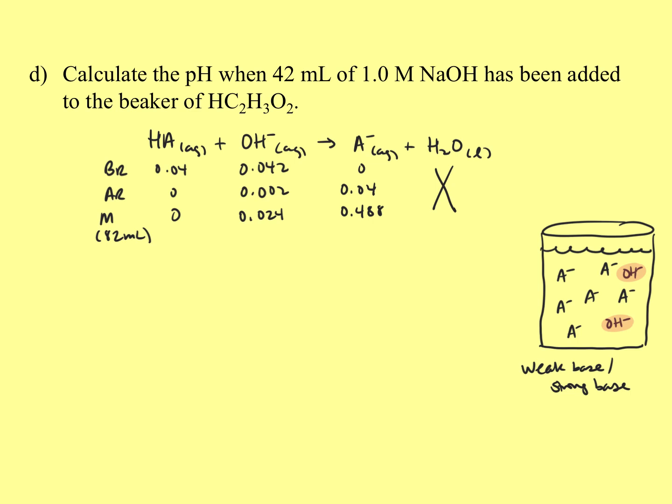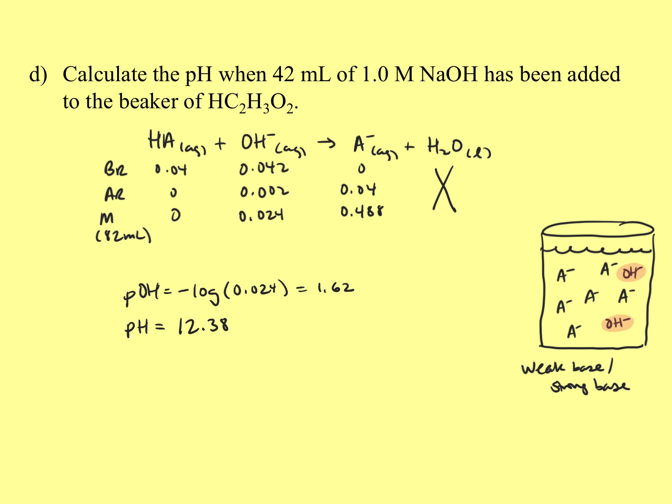So all we have to do to calculate the pH at this point is to first calculate the pOH, which is negative log of the hydroxide concentration, which was 0.024. You take the negative log of that, 0.024, and I get a pOH of 1.62. So the pH is approximately 14 minus that, 12.38. And that concludes the titration.